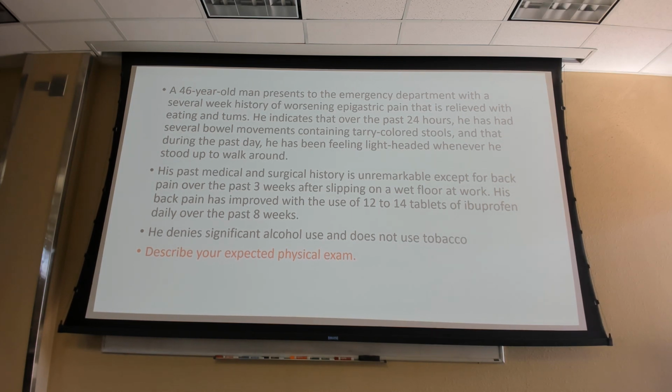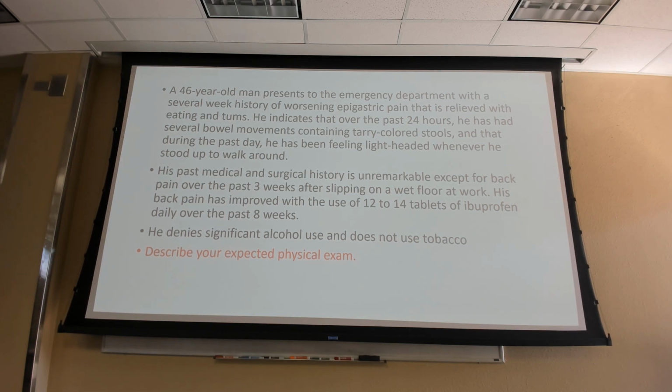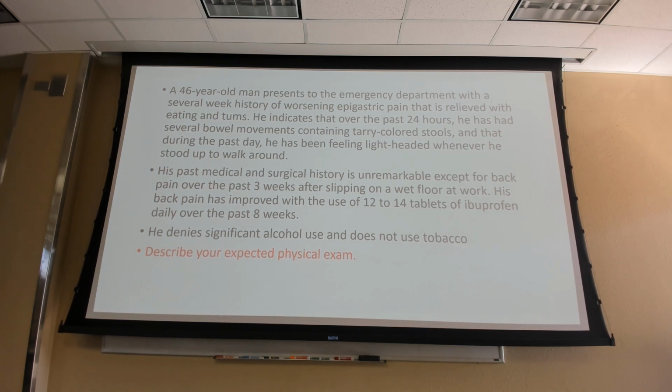What do we think on our differential for this? Yeah, upper GI bleed, right? Why does he have an upper GI bleed? Yeah, he's got NSAID use. Is 12 to 14 normal for, I know you guys don't remember dosages anymore. Yeah, what if they're 200 milligram Motrins? You get 4 of them every 8 hours, so it's still probably a little bit more than he's supposed to be taking. Good.